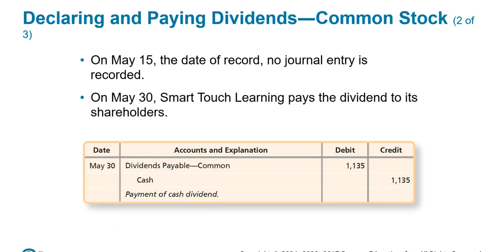On May 15th, the date of record, no journal entry is recorded. And then on May 30th, SmartTouch Living pays the dividend to shareholders. So dividends payable, the liability, is debited, and cash is credited in payment of the cash dividend.